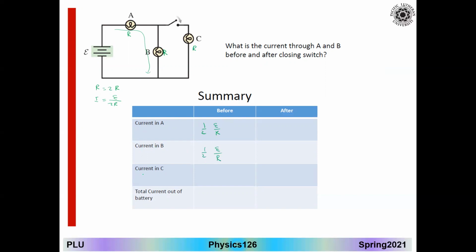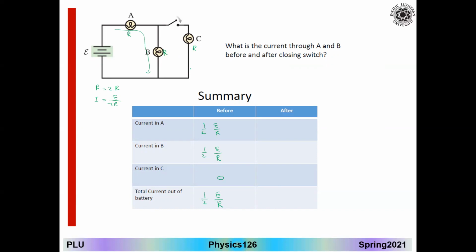What is the current through C? It is open, so it is 0. Don't get confused if asked for the total current. You cannot make the summation of those. The total current is the same current, since I have a series connection.